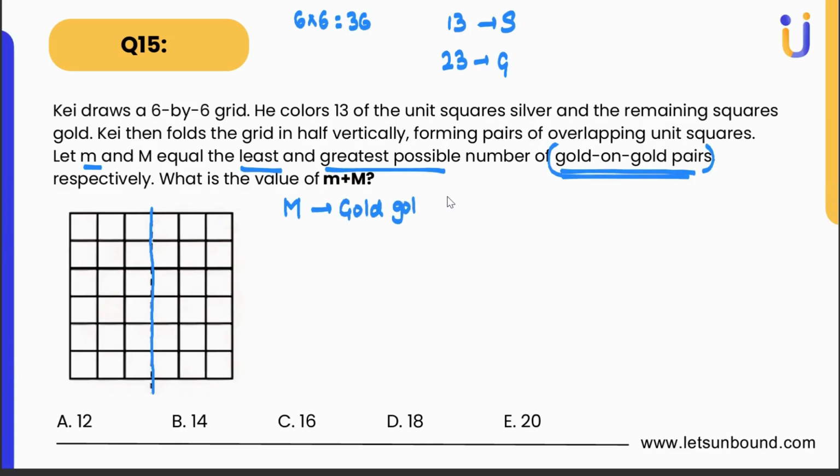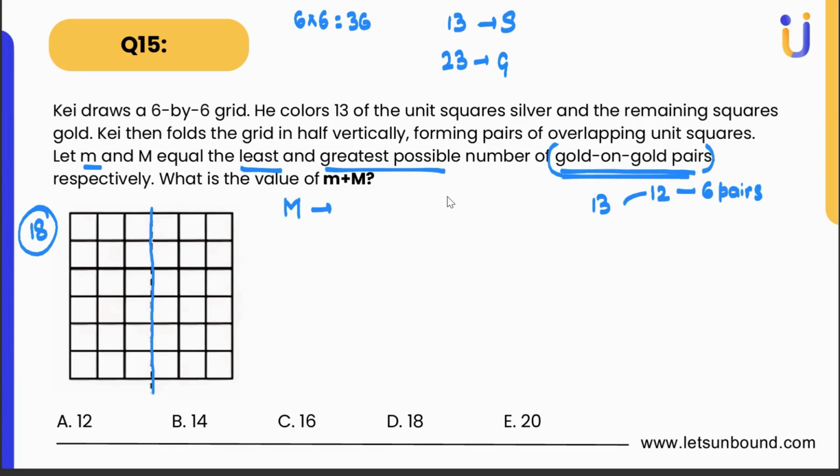Let's see what happens if you take all silver pairs, that is, a case where all silvers coincide with each other. There are 13 silvers. To have the silvers coincide with each other, we will only have half and half of them. So 12 silvers will coincide and I'll get 6 such pairs. One thing you should also know is that because there are 36 squares in total, there'll be only half that number of pairs, which is 18 pairs in total, right?